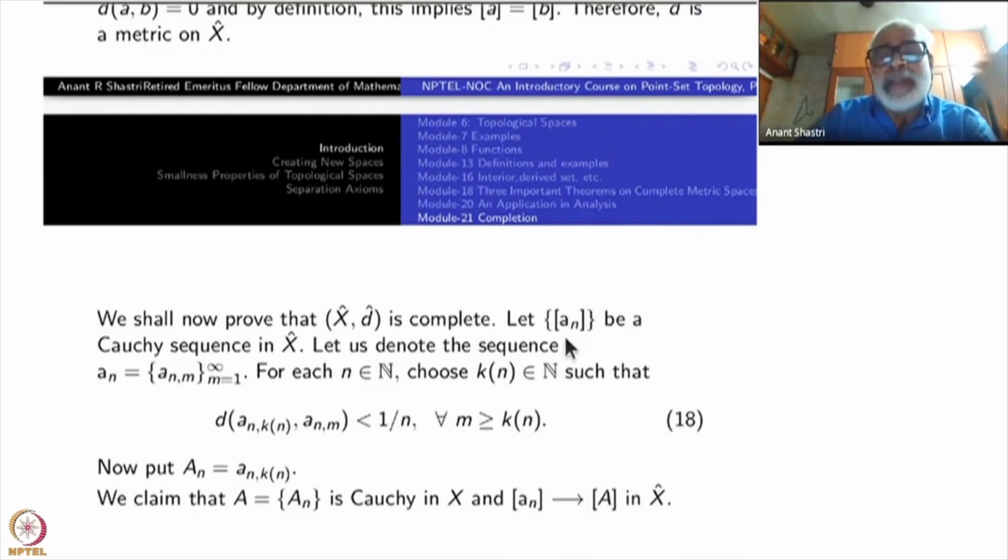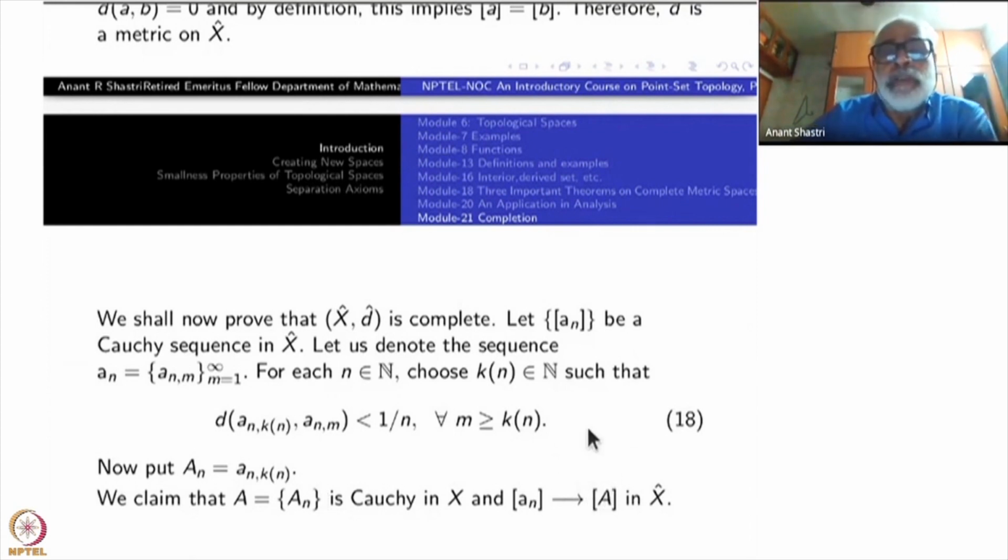Okay. It started with a Cauchy sequence in X hat. I am producing a Cauchy sequence in X. This is an element of X hat anyway, the class of a Cauchy sequence. So that will be the limit of this one. That is the meaning of X hat, d hat is complete: every Cauchy sequence is convergent. So this is a claim, and I have to prove this one. Most of the work goes here, showing that it is complete.